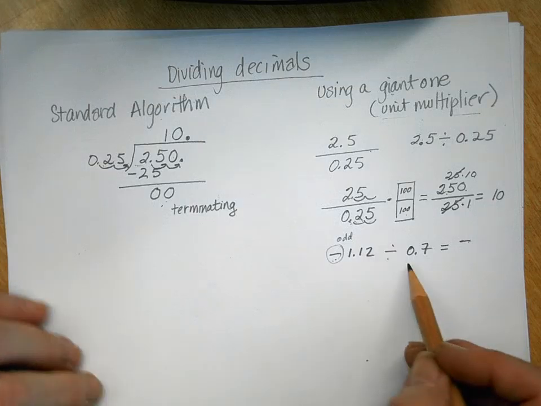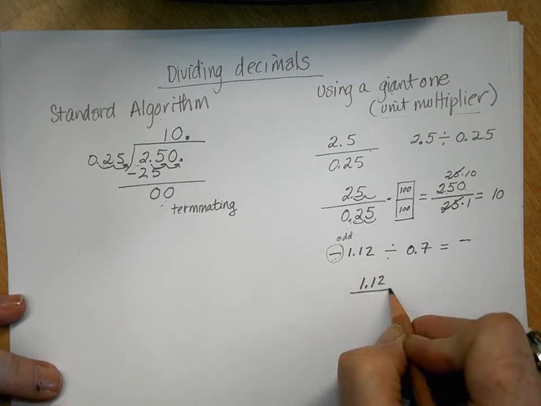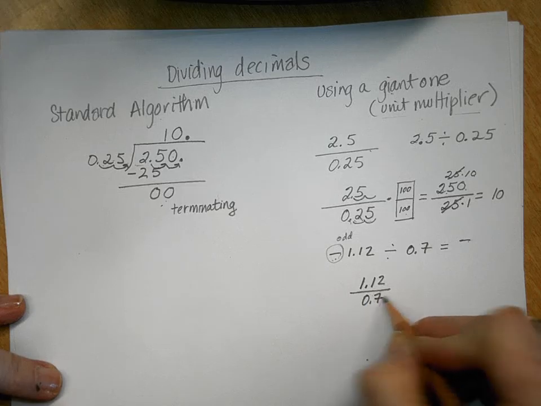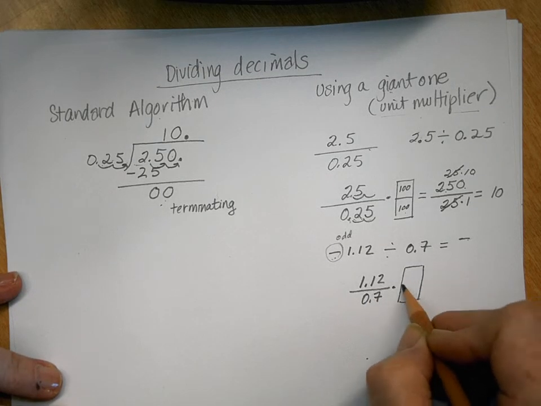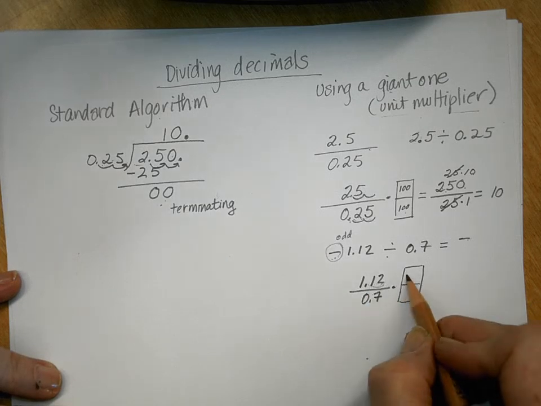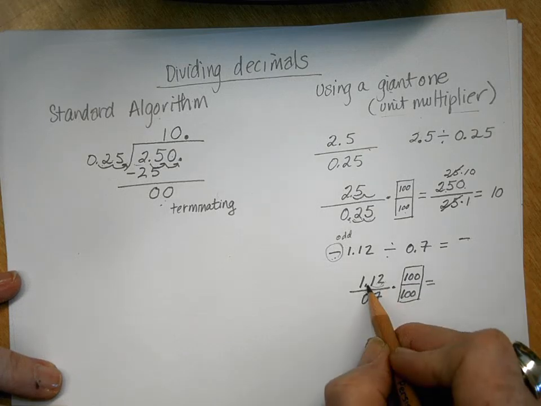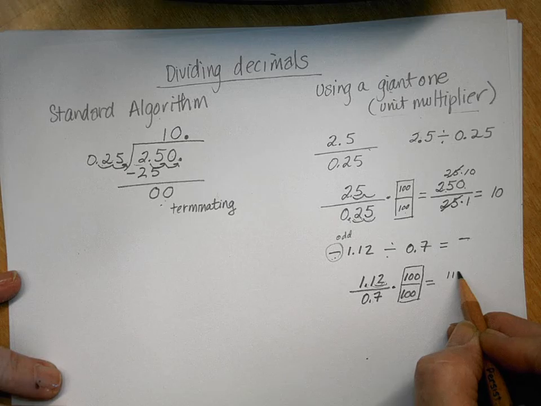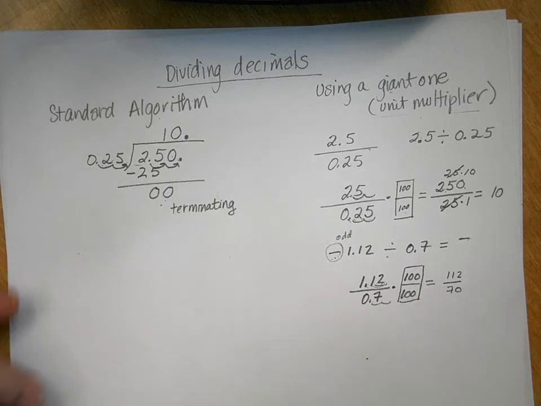So I'm going to set this up now as a fraction. So I have 1.12 divided by 0.7. I'm going to multiply it by a giant 1. And I see that I have 2 places here that I've used and 1 place here. So I'm going to multiply it by 100. And that's going to give me 112 divided by 70.